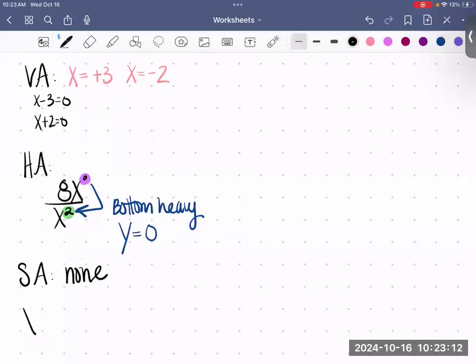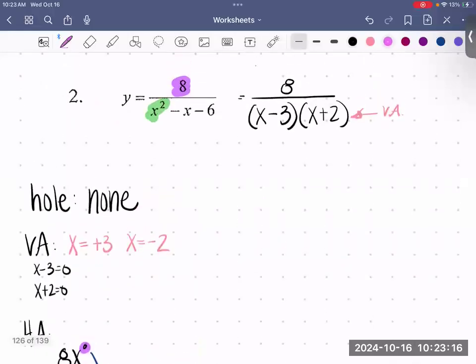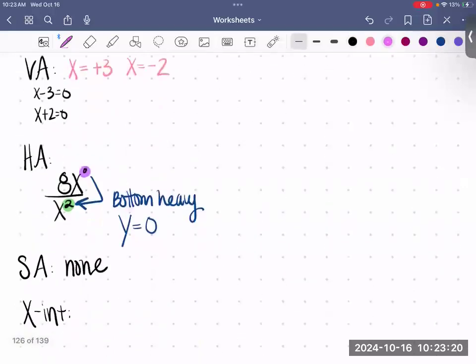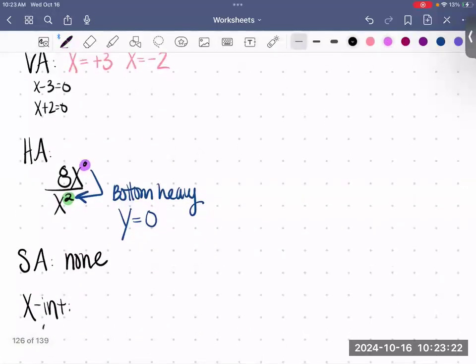Now let's go ahead and find your x-intercept. We look at the numerator, the above part, here. So we set the above equal to 0. So 8 is equal to 0 doesn't make sense. So that just means we will have no x-intercept.